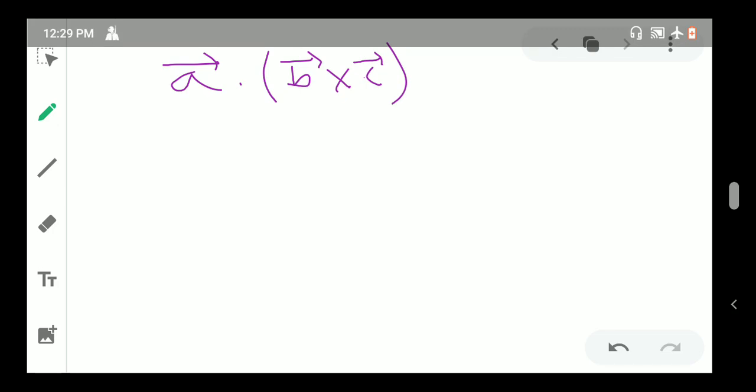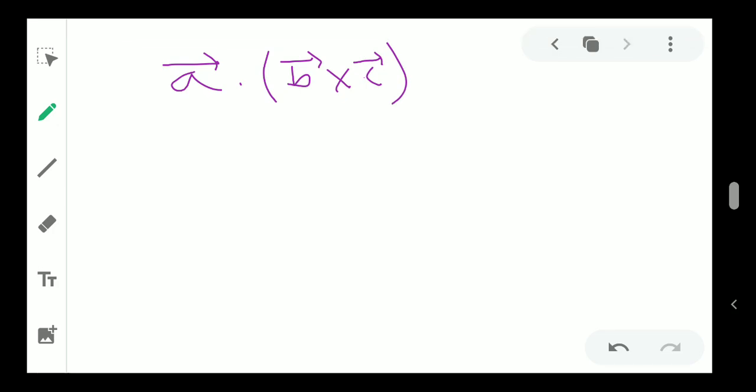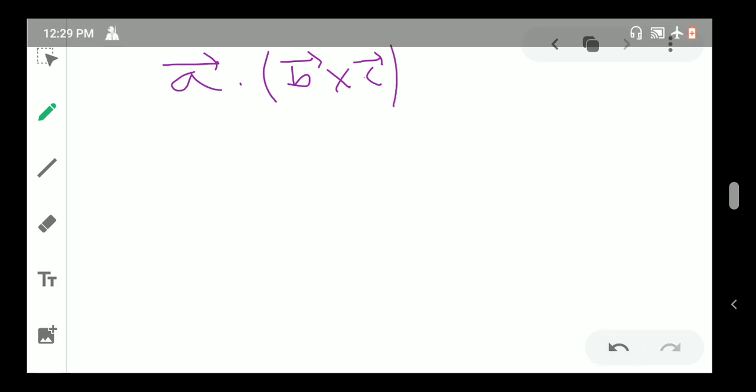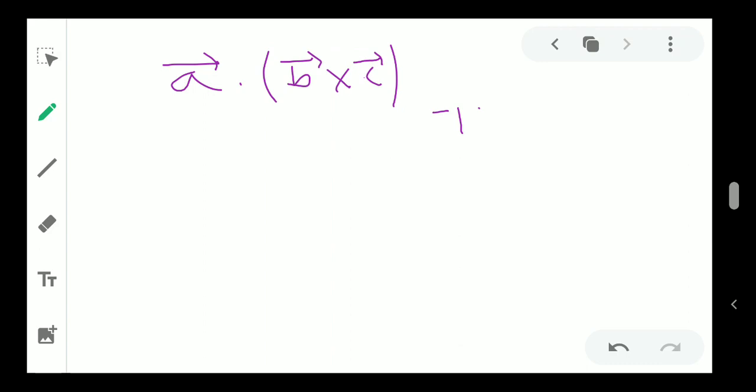Okay, now there is something which is called the vector triple product, and that is a very interesting thing. That is a mixture of your dot product and your cross product. So see, this thing is basically your triple product.